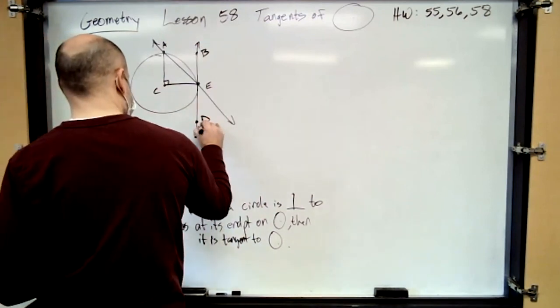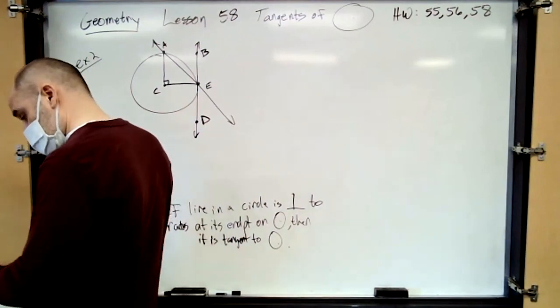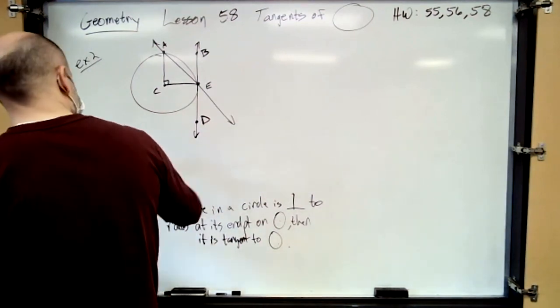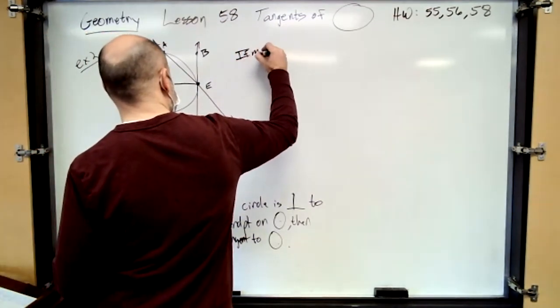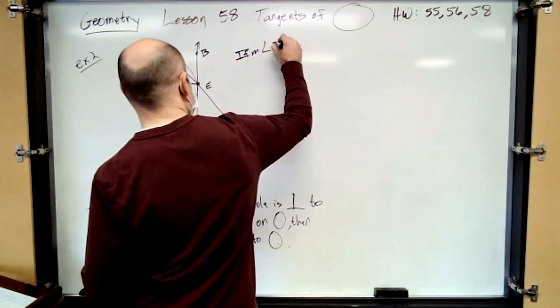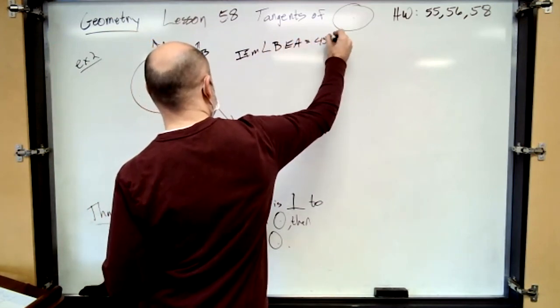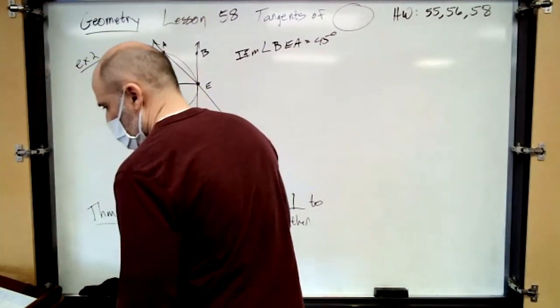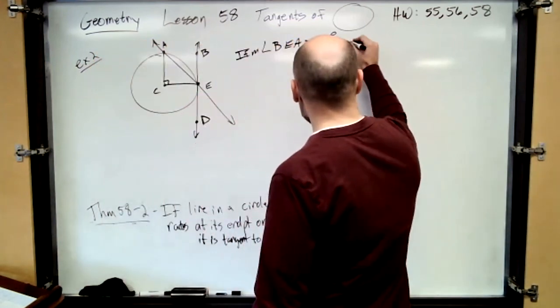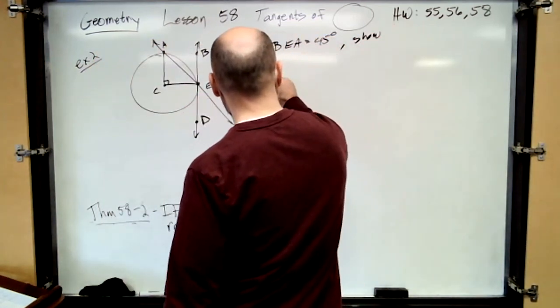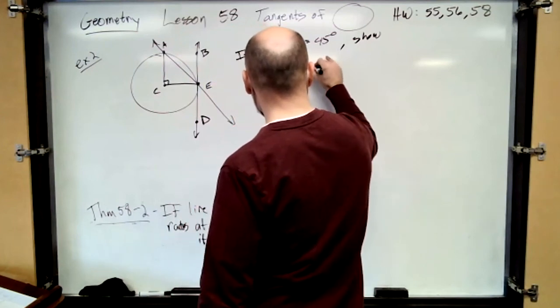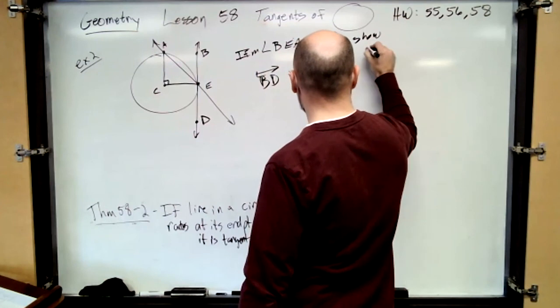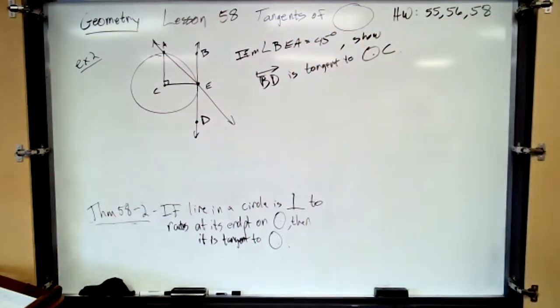So now that we've got it all labeled, this is why I usually just share the screen and do it on there because it's so much easier. But if the measure of angle BEA equals 45 degrees, I want to show that BD, line BD, is tangent to circle C. So I want you to explain, using theorems that we've learned, why BD is tangent to circle C.